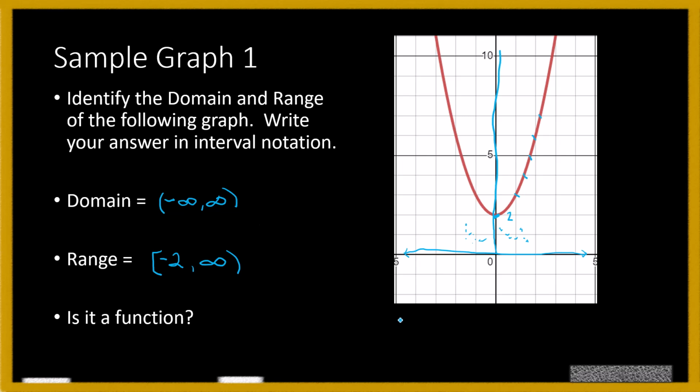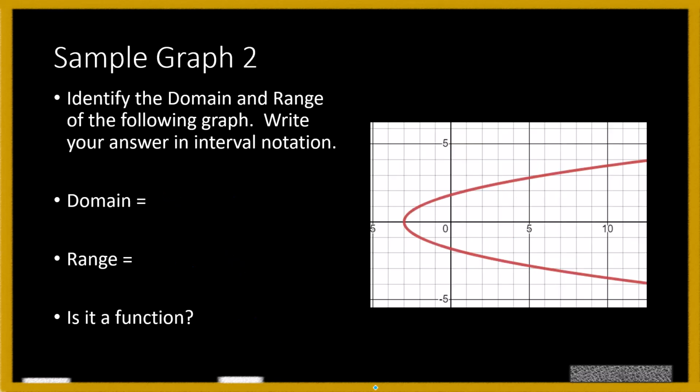Now, to determine if it is a function with a graph, it's pretty easy to do. We can just take a look at the x-axis and draw a line up at any x value. And as long as it only hits the graph in one location, in other words, there's only one y value for that x value, then it is a function. We call this the vertical line test. So in this case, yes, it is a function.